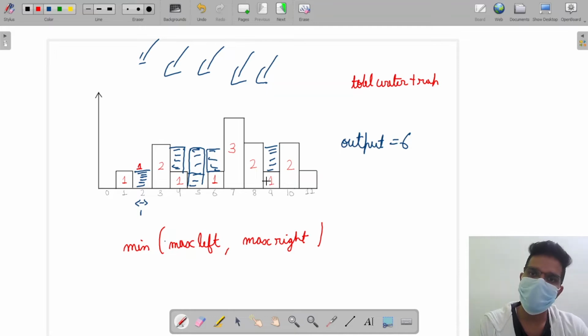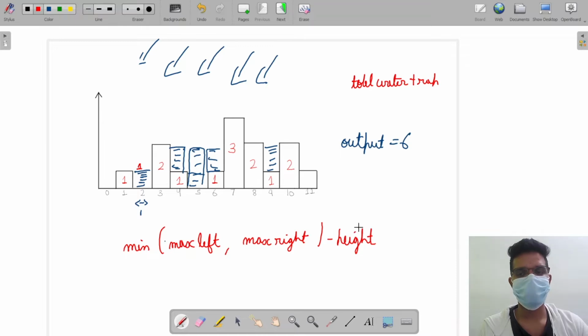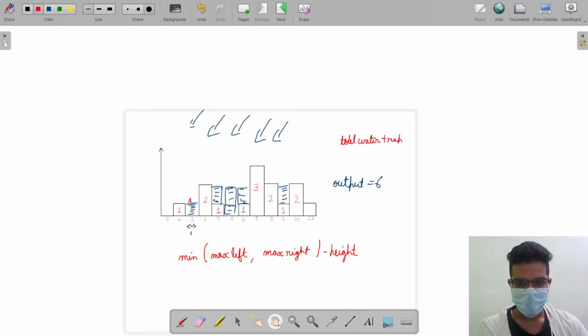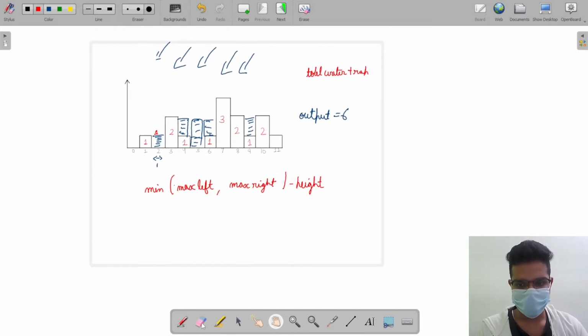But we already got 1 height. So we can only store 1 unit of water. So I take the minimum of max left and max right minus my own height. So that much unit of water I can store. Now that we know how much water we can store, right?